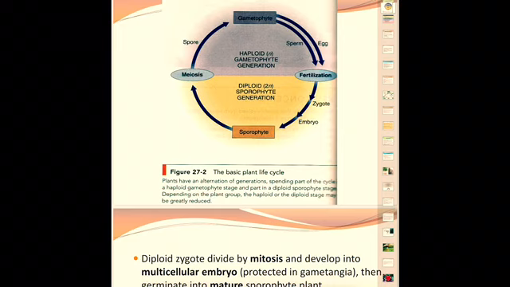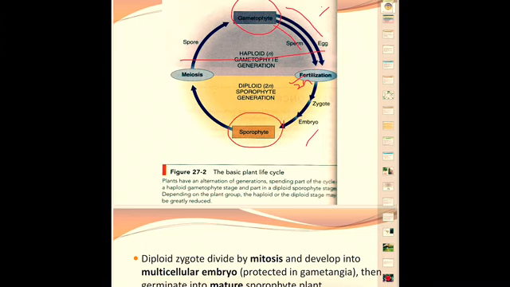If you can see, there are two divisions between the haploid gametophyte generation and the diploid sporophyte generation. Let's start from the gametophyte: the antheridia and the archegonia. The antheridia release sperm, and the archegonia release an egg. They fertilize to form a zygote. The zygote undergoes mitosis to form an embryo and later forms the sporophyte generation.